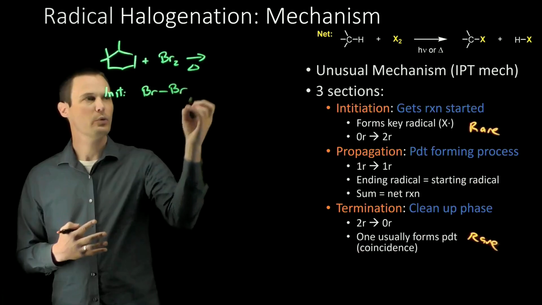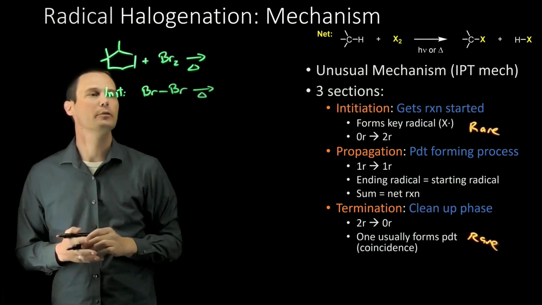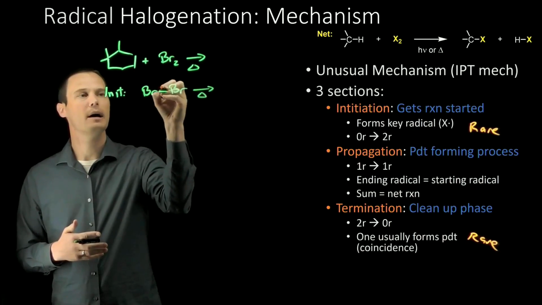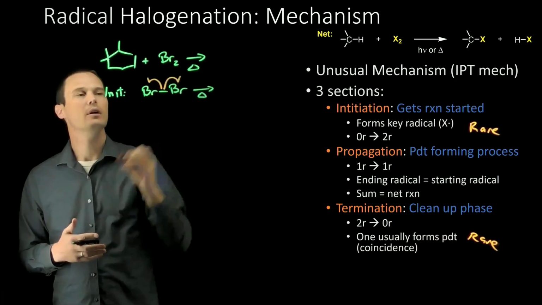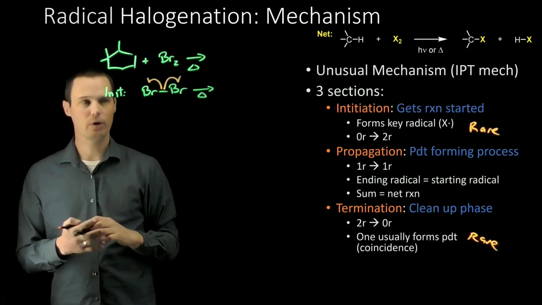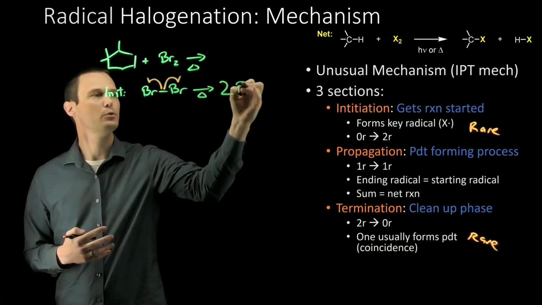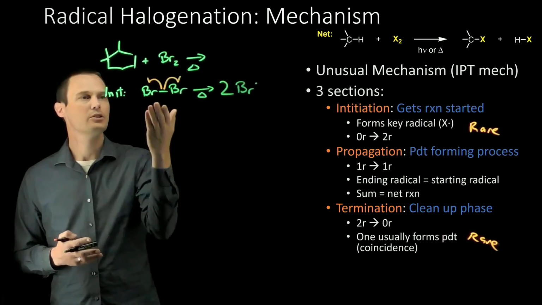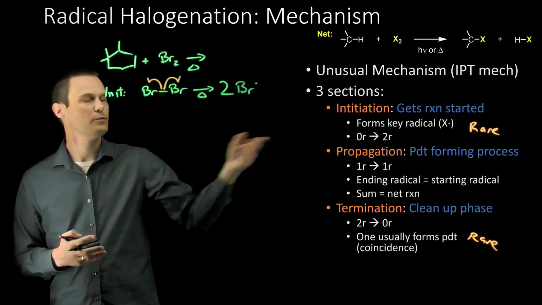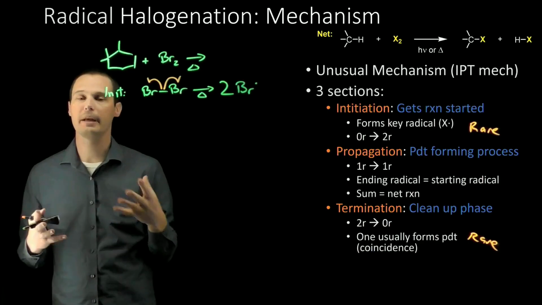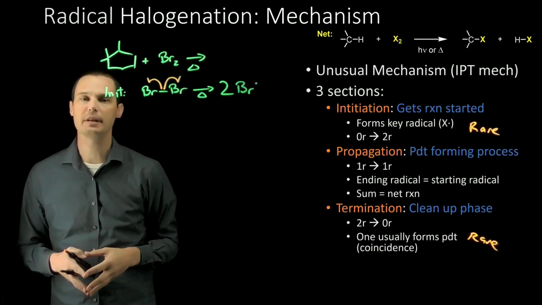bromine-bromine bond. So when we add energy, in this case in the form of heat, to this reaction, this weak bond will undergo homolytic bond cleavage. The bond will break and 1 electron will go to each of the 2 bromines and will form 2 bromine radicals. Started with 0 radicals, formed 2 radicals, formed our key X dot propagating radical. This is the initiation step for this sequence.